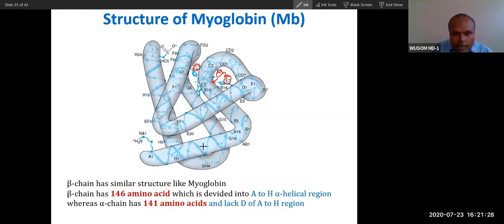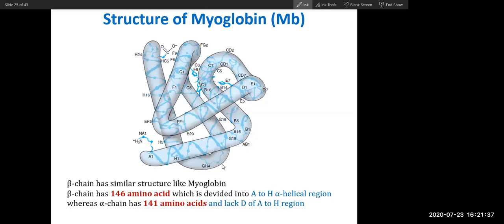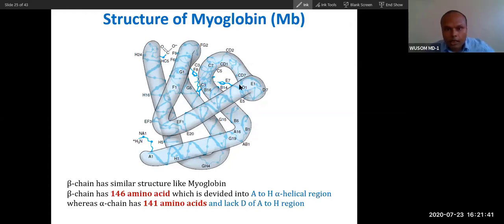Did you all understand at least the structure of this myoglobin? Tell me. Did you all understand? So 8 limbs are there. Yes. Heme is present between E and F.